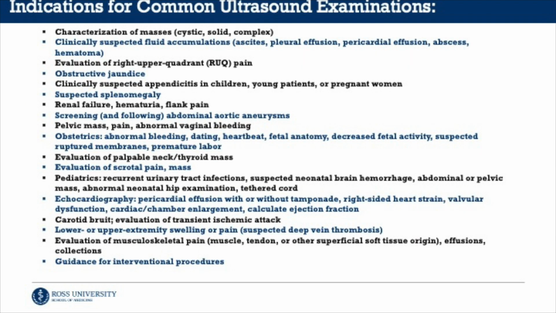There are a multitude of indications for ultrasound examinations. Some include characterization of masses to identify if they're cystic, solid, or complex, which could potentially be indication of malignancy. It can also be used for the evaluation of right upper quadrant pain, evaluation of pelvic masses, pelvic pain, abnormal vaginal bleeding, evaluation of palpable neck and thyroid masses, renal failure, hematuria, flank pain, and evaluation of scrotal pain and scrotal masses, just to give a few examples.